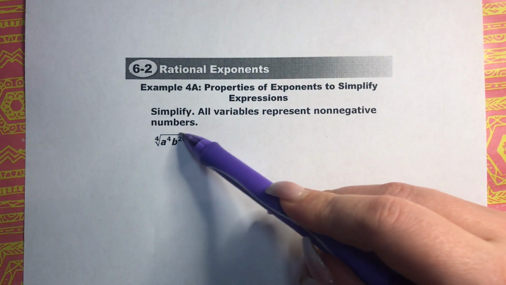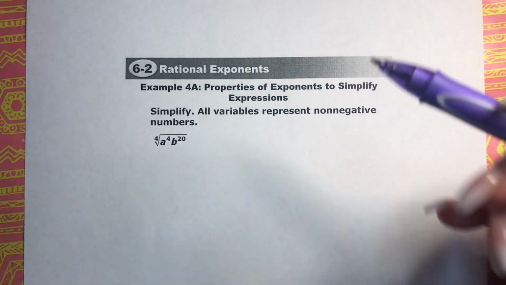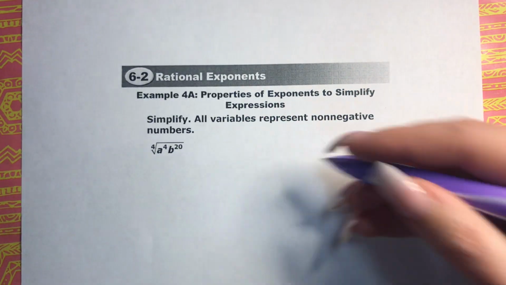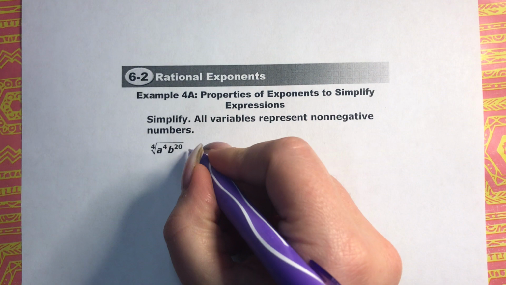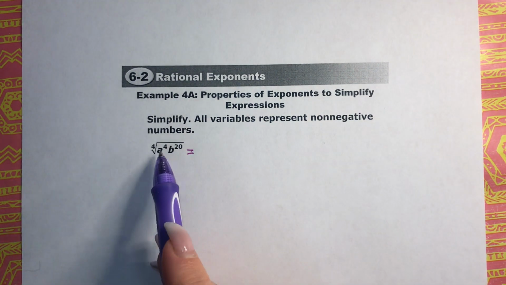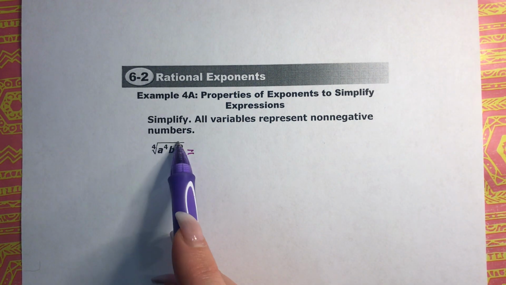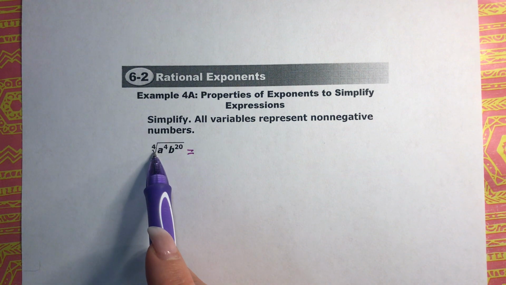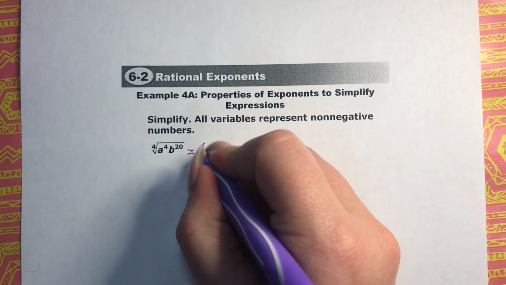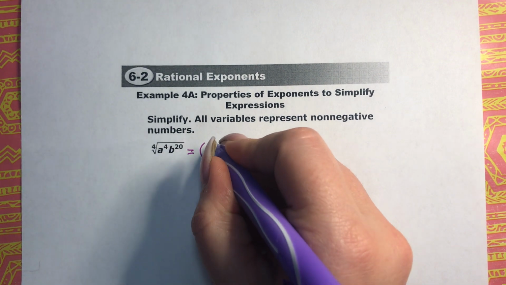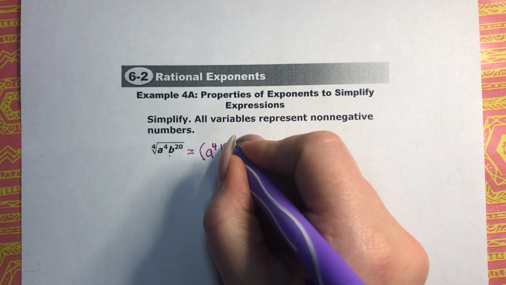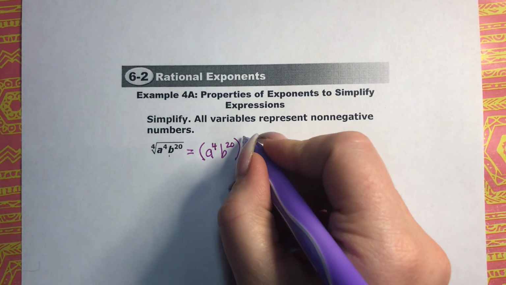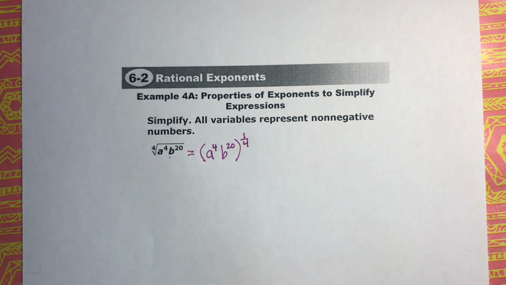I see that this is all taken to the 4th root. What I like to do is take this problem and rewrite it, instead of in its radical form, in its fractional form. So that means I'm going to take all of this and put it in parentheses, a to the 4th, b to the 20th, and this is the same thing as raised to the 1/4 power, right?